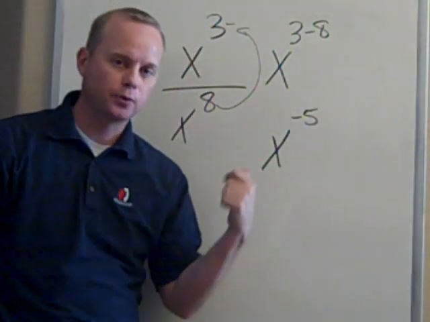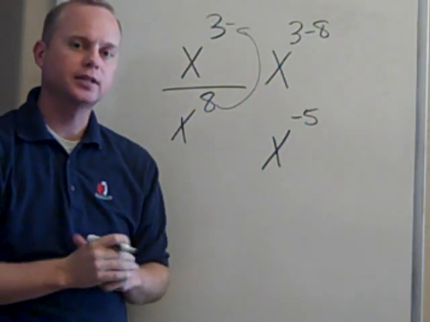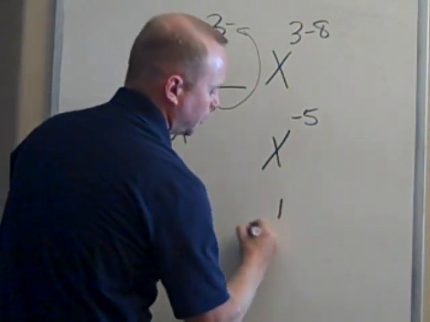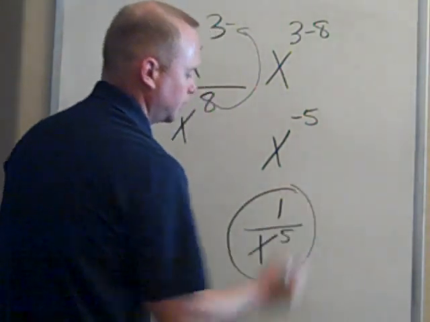Now with our negative exponents, we can't have those. So in order to get rid of that, we're going to have to move that onto the denominator at this point. So that is going to be 1 over x to the 5th. This would be your answer.